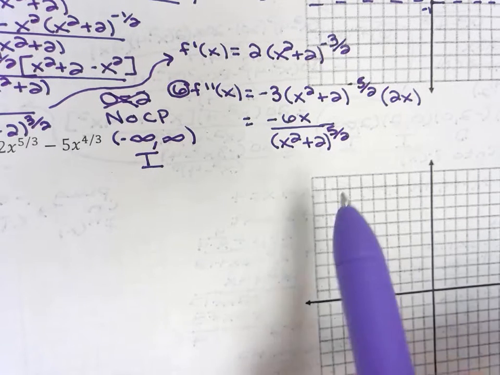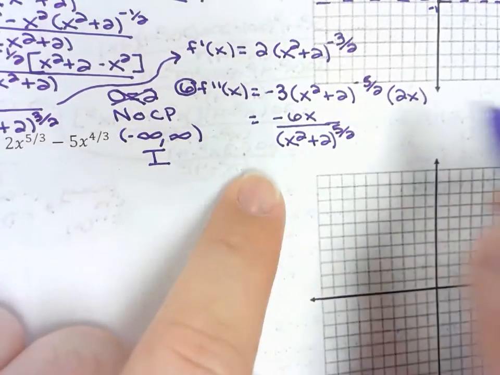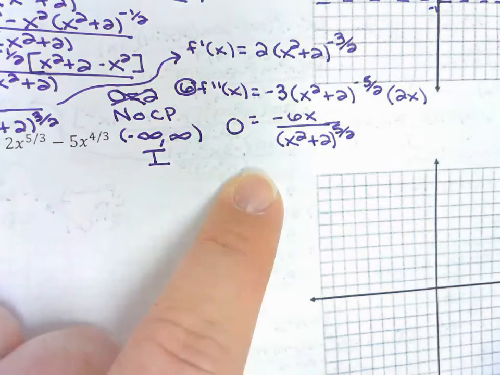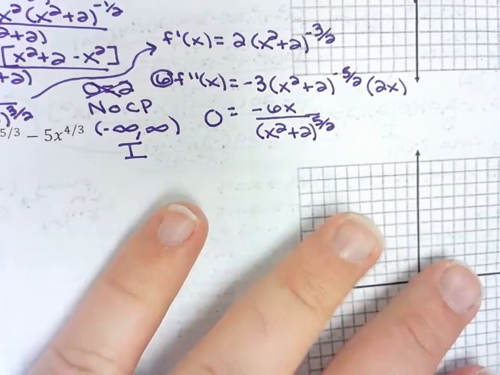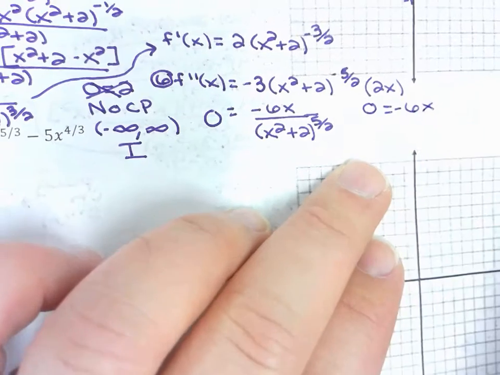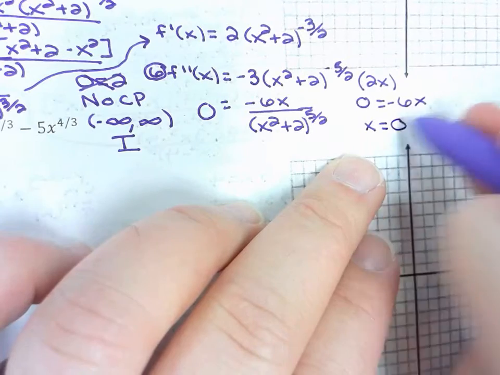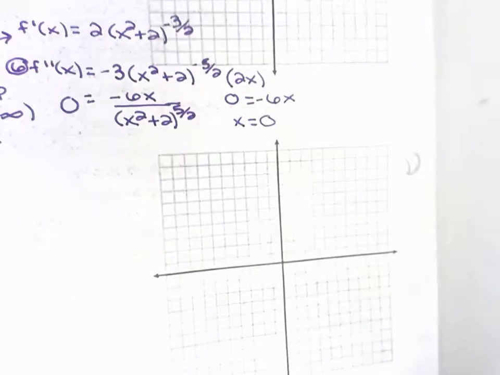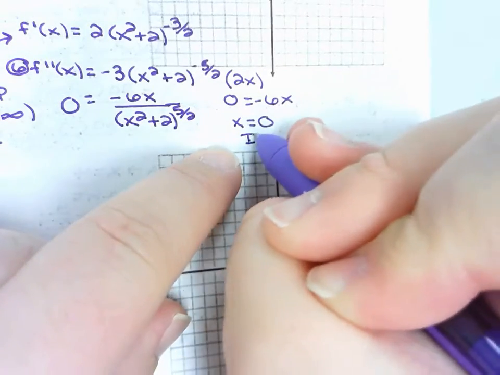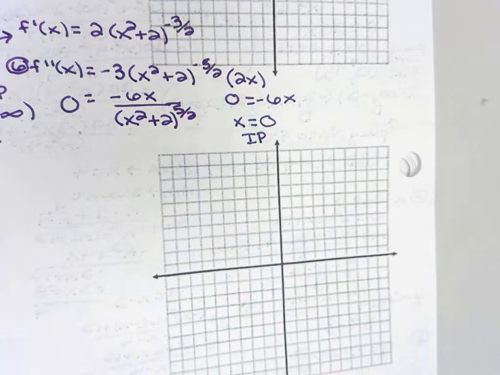Okay, next one, I need to set the second derivative equal to 0 to find my inflection point. This isn't really hard, I just worry about the top. So 0 equals negative 6x. Divide by negative 6. So I have an inflection point at x equals 0, which tells me that I'm probably going to switch concavity at 0. That makes sense because that's where I have the intercepts as well.